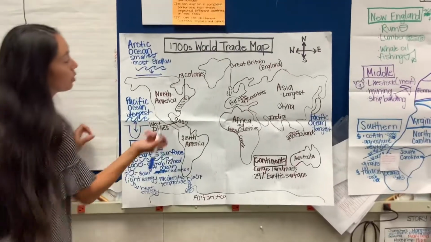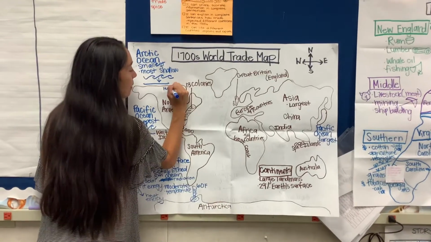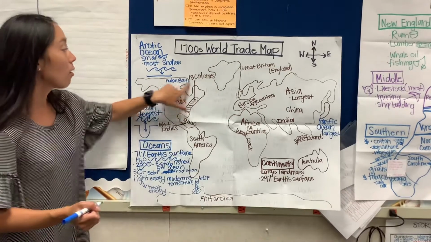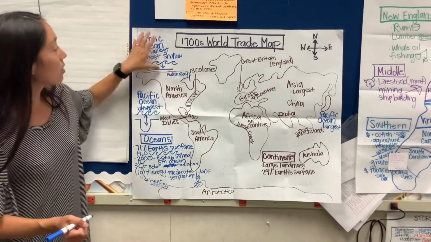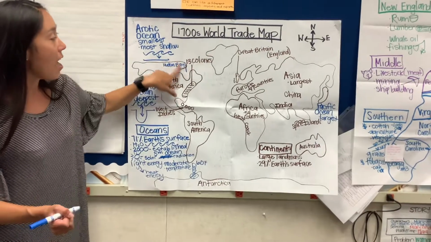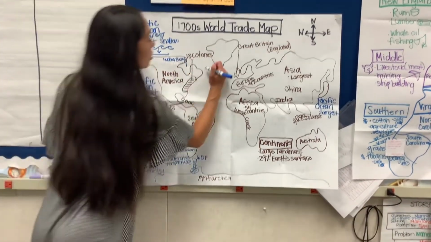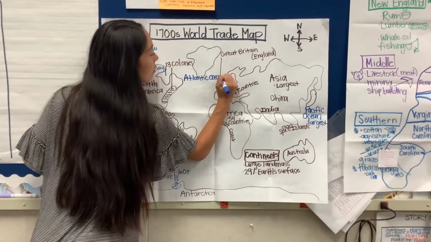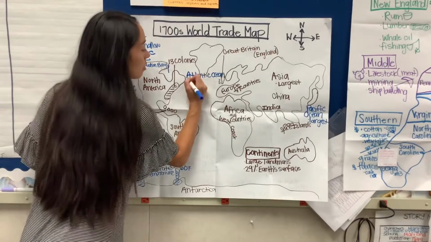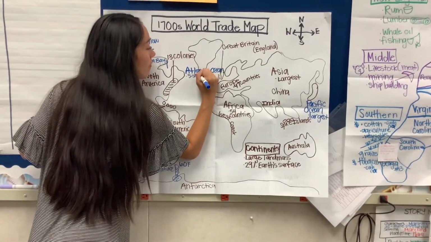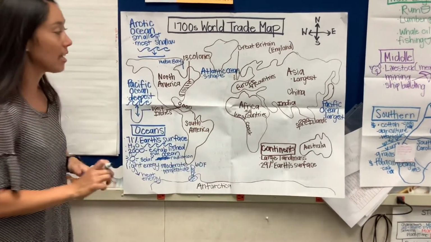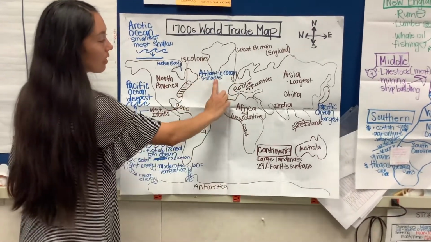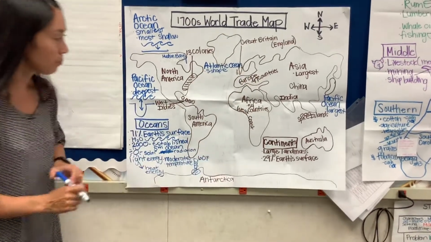Now, I'm going to label, we have the Hudson Bay. The Hudson Bay is not an ocean, but it's a body of water right here in North America, and it's close to the Arctic Ocean, and the Hudson Bay is also next to the Atlantic Ocean. Say Atlantic Ocean. The Atlantic Ocean was a very busy ocean during the 1700s, and this Arctic Ocean is an S shape. Say this with me, S shape.